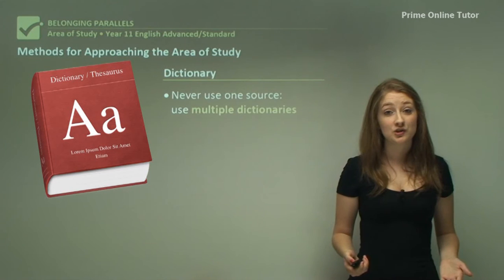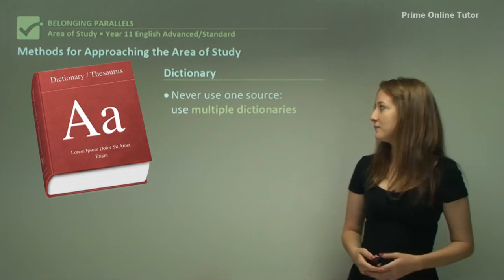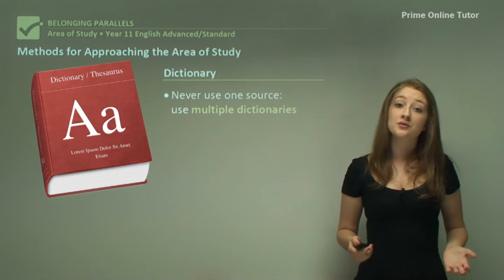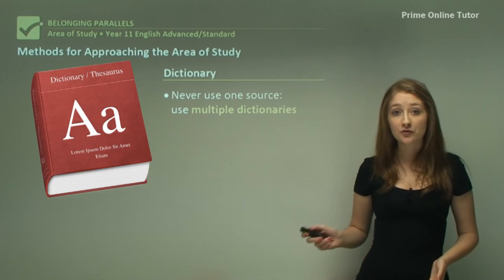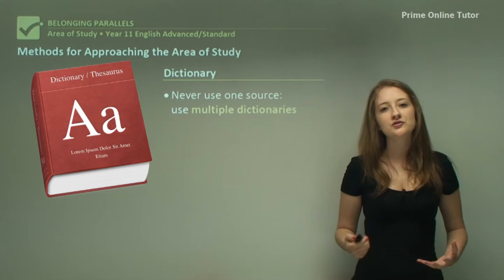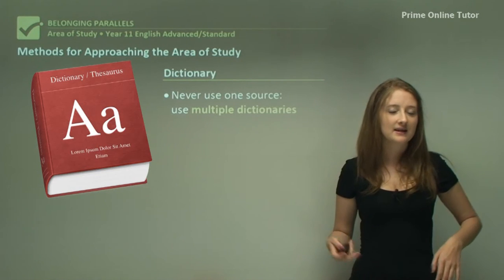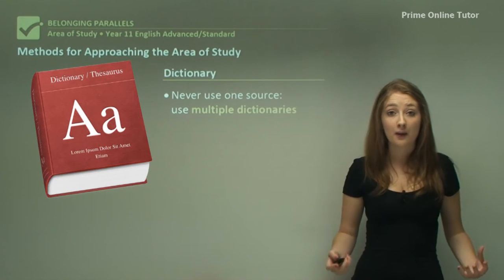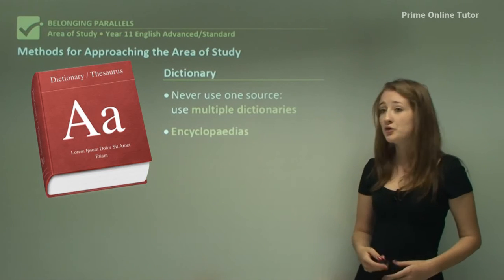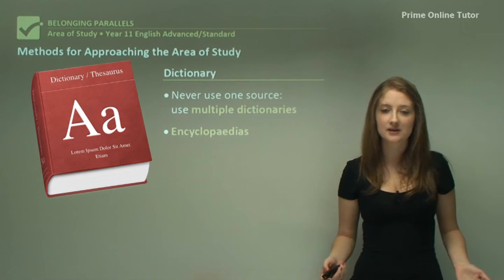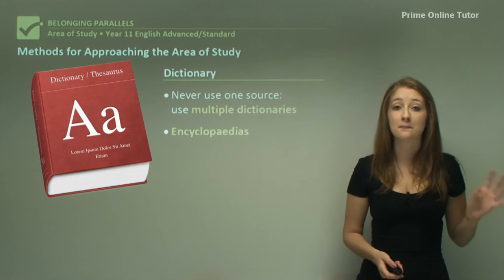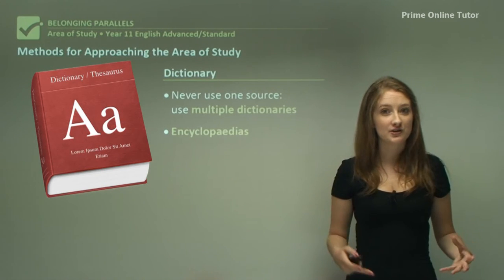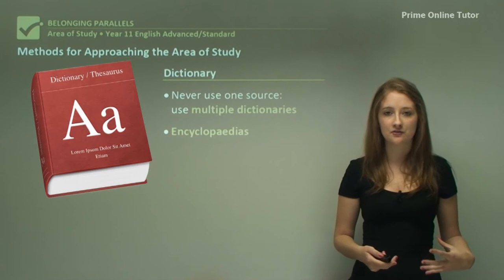The second technique which you can use is the use of a dictionary. Now, it's really important that you never just use one source. So you should really be using multiple dictionaries to ensure that your definition of your area of study is really as full and as proper as it should be. You can also use encyclopedias, and these are really useful because they allow you to have a really good knowledge and background of perhaps the context of your text and also of your area of study.